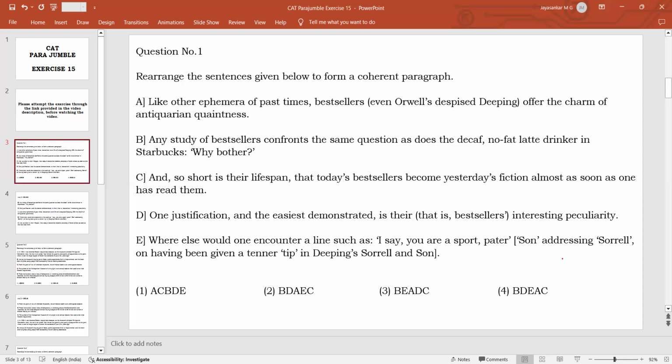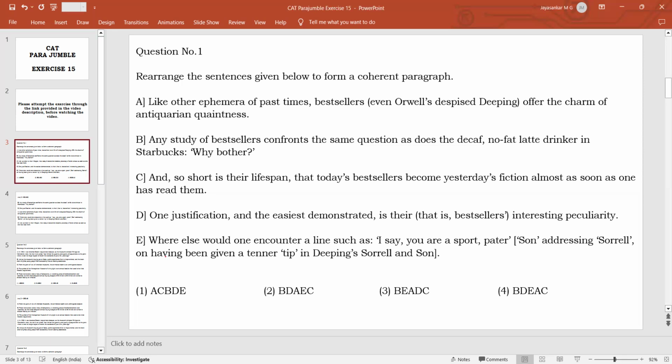Pater means father. So the son is addressing Sorrel on having been given a tenner tip. Tenner tip means a 10-pound note, or a $10 note, given by this particular Sorrel to his son. On receiving the 10-pound note, the son is complimenting the father, saying that I say you are a sport, Pater. Pater means father. You will get to see these kinds of lines only in books like Deeping. So that is what the sentence is talking about.